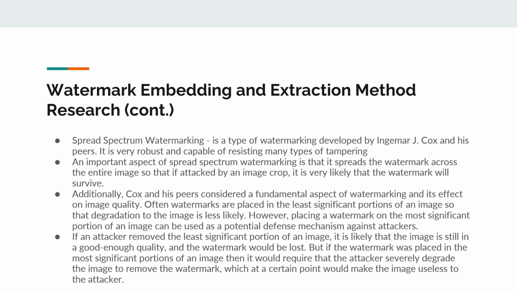Additionally, Cox and his peers considered a fundamental aspect of watermarking and its effects on image quality. Often, watermarks are placed in the least significant portions of an image so that degradation to the image is less likely. However, placing a watermark on the most significant portion of an image can be used as a potential defense mechanism against attackers. If an attacker removed the least significant portion of an image, it is likely that the image was still in a good enough quality and the watermark would be lost. But if the watermark was placed in the most significant portions of an image, then it would require that the attackers severely degrade the image to remove the watermark, which at a certain point would make the image useless to the attacker.